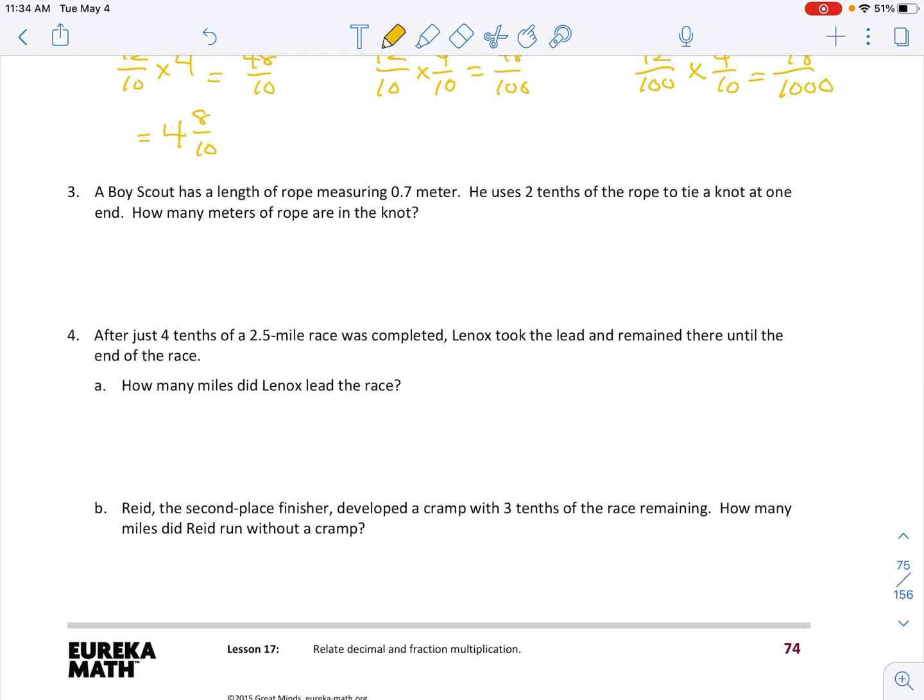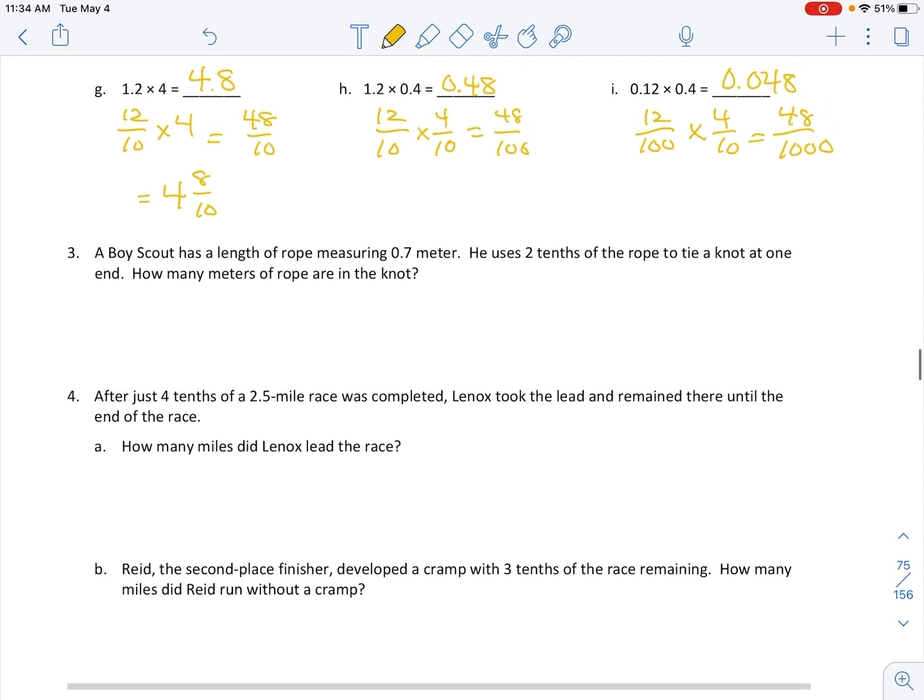Pause the video, try number 3, and then come back and I will go over it. So we have a Boy Scout has a length of rope measuring 0.7 meters. He uses 2/10 of rope to tie a knot at one end. So we have 0.7, and then we want 2/10 of this. Remember, that's multiplication.